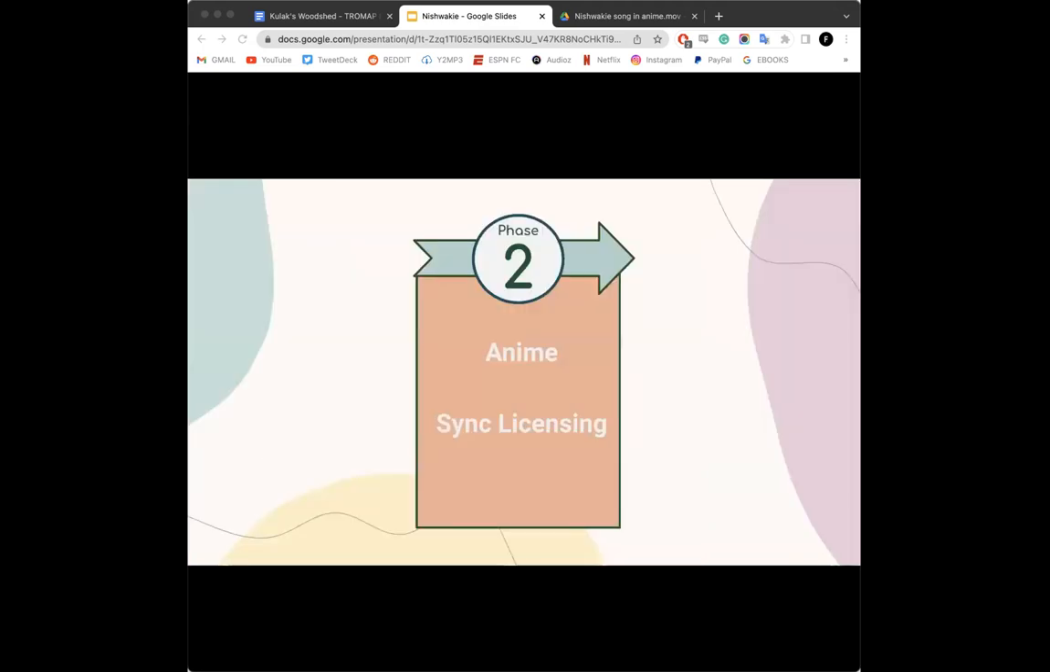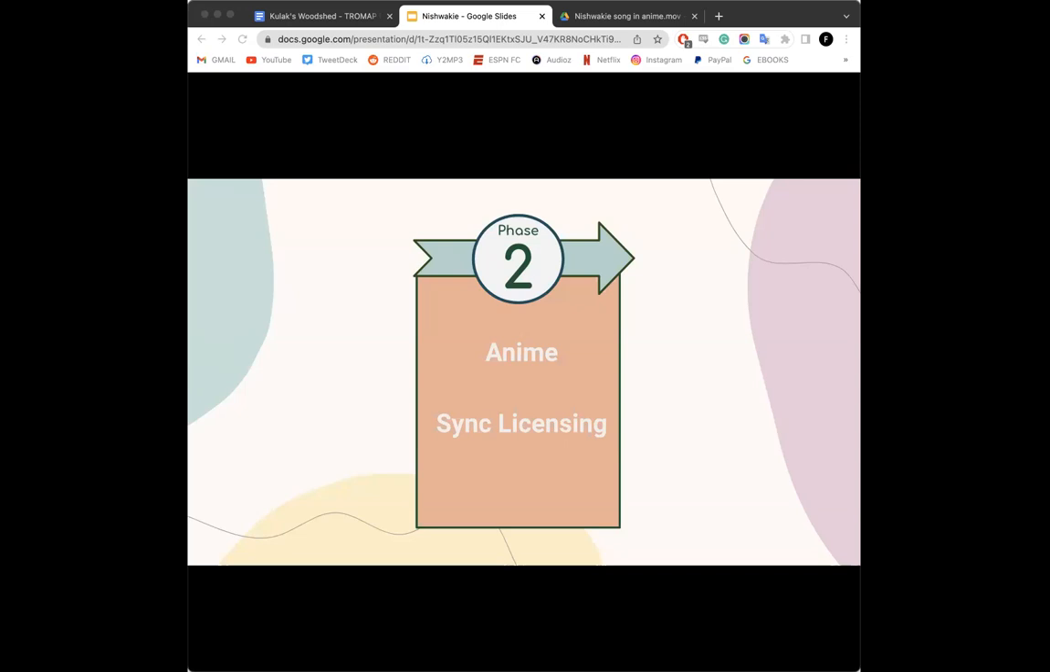Moving forward, we want you to lean more into the animated space and begin to utilize your music in not only your own animated journey, but also seek success in other ventures as well. Amaya will now go into detail about the following phase, which will detail an opportunity in anime as well as sync licensing.